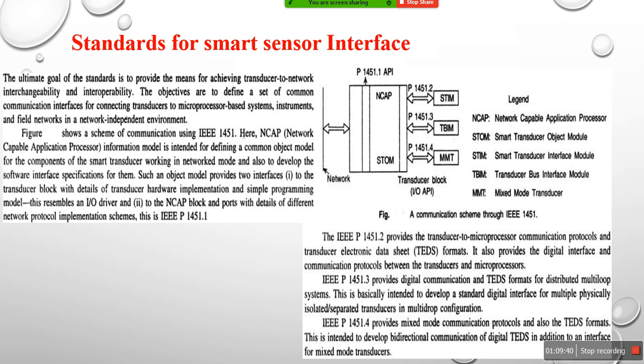In order to use that, you need to know the scheme of communication, that is, which device or which communication interfacing you have to connect. That is called the NCAP, Network Capable Application Processor. If you know that processor, you will be able to communicate from a far distance, install things, and easily implement the connection between the hardware and the simple programmable model, which consists of the input output drivers.